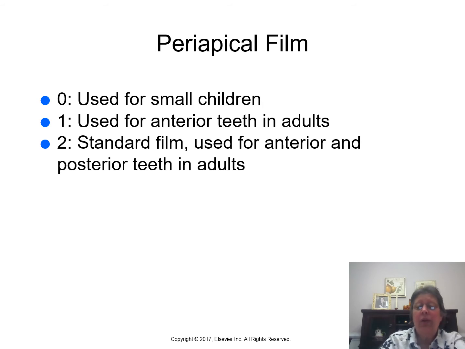Sometimes you'll have an adult who will have a very narrow or shallow palate, and the size 2 film is too large to fit comfortably in their mouth. In that case, we would use the number 1 size film for adults on anterior teeth only, not on posterior teeth. We've mentioned many times that the standard size film is the number 2, and it is generally used throughout the mouth on adults. It is used for bite wings, and it's used for periapical, and it's used in the anterior region and the posterior region.